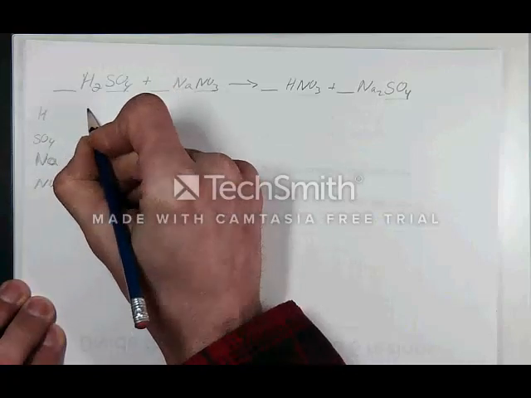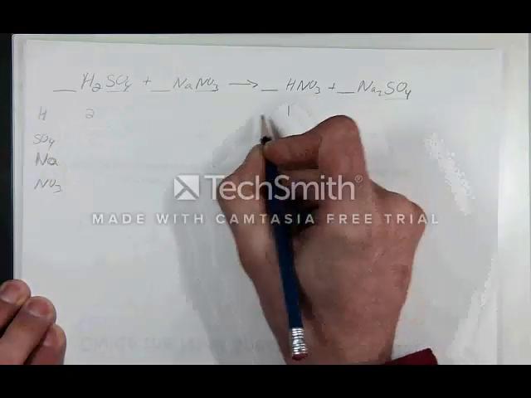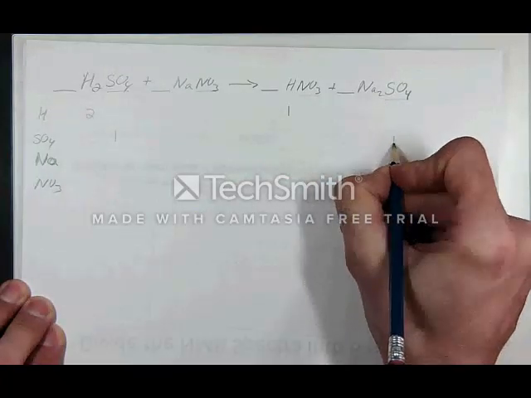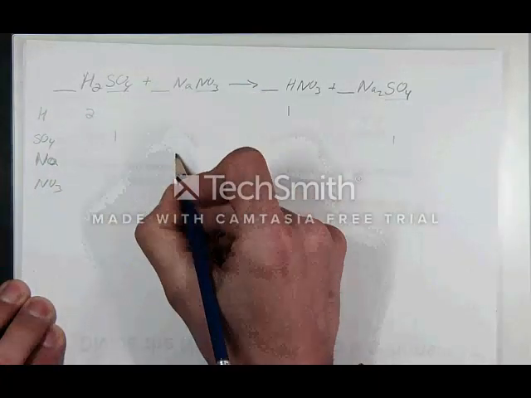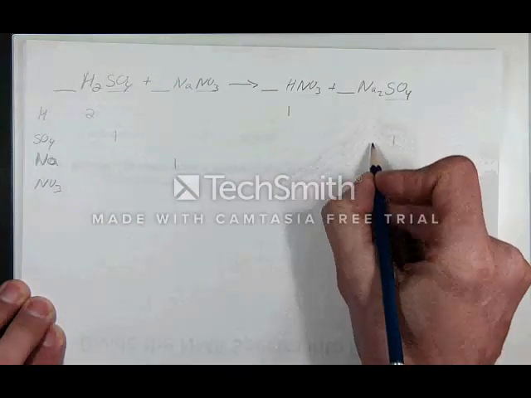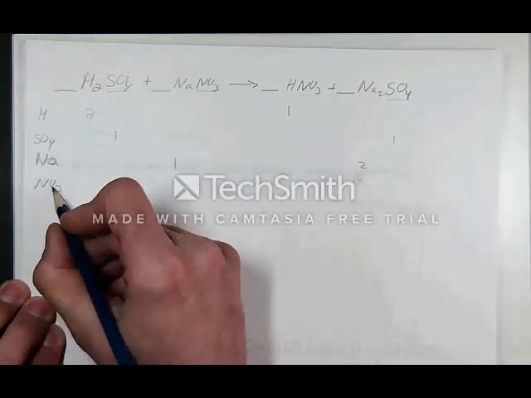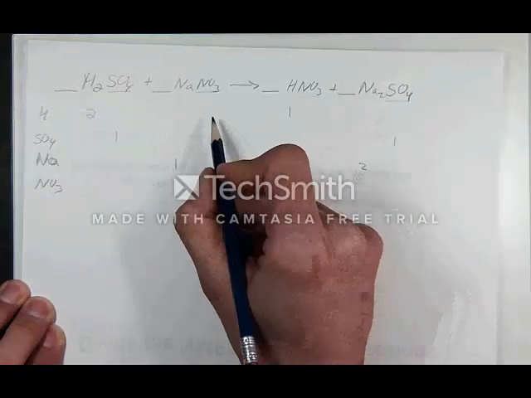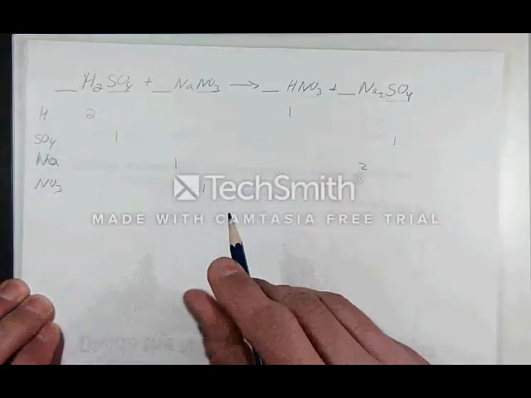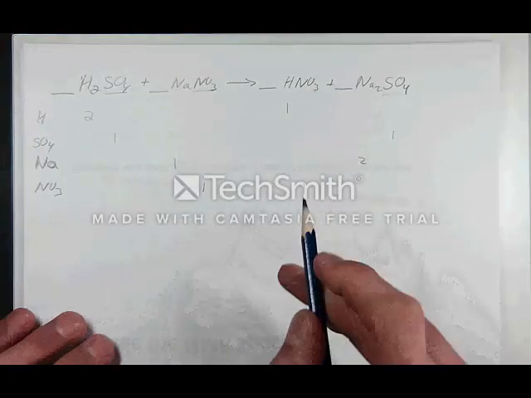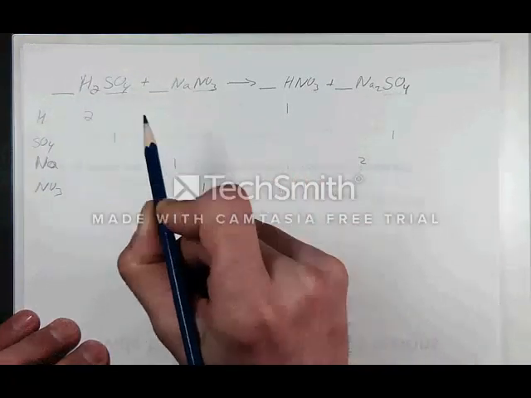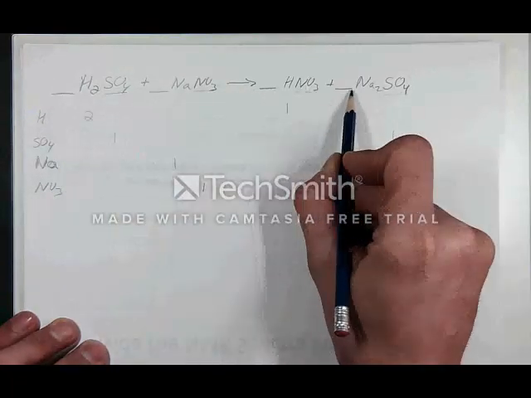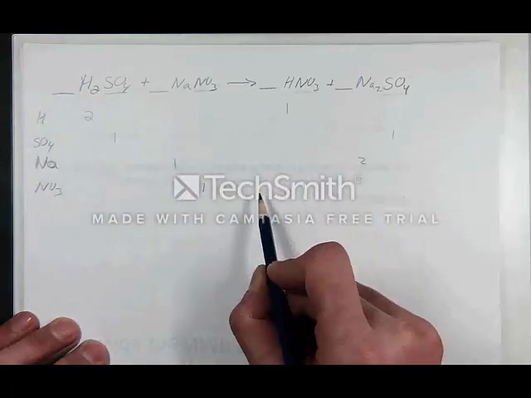All right. 2 hydrogens, 1 hydrogen. Sulfate, I have 1 sulfate, 1 sulfate. Sodiums, I have 1 sodium. Here I have 2. Nitrates, I have 1 nitrate. Here, 1 nitrate. So, a couple things about this first, as just a reminder. We never change the subscripts. We only apply coefficients when we're balancing a chemical equation.